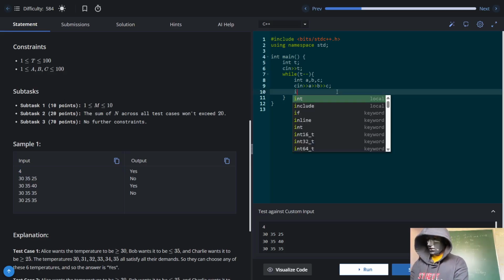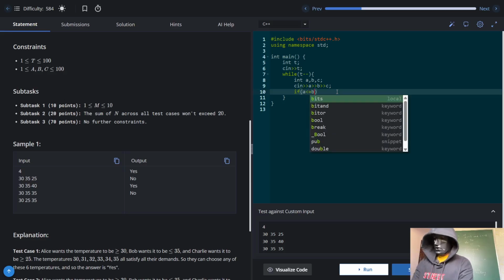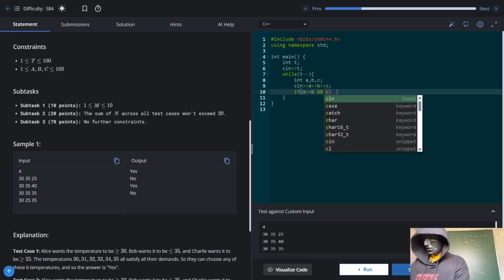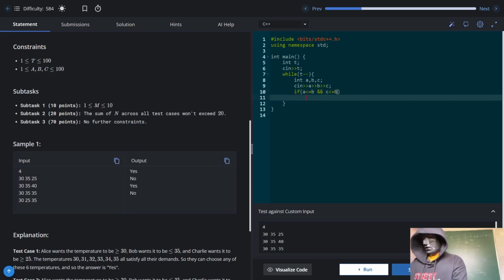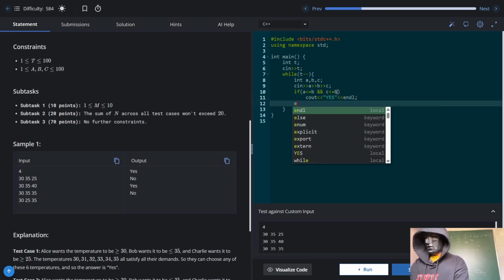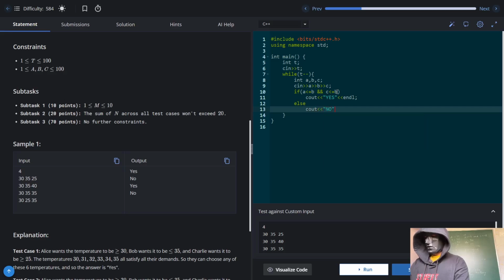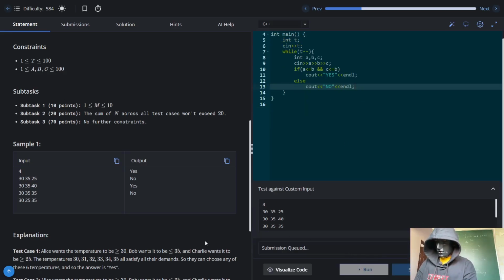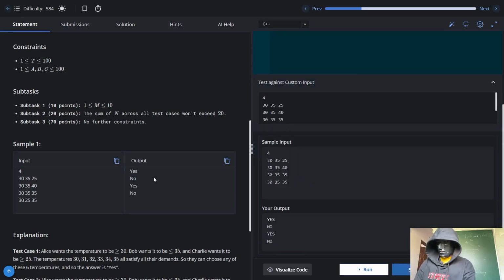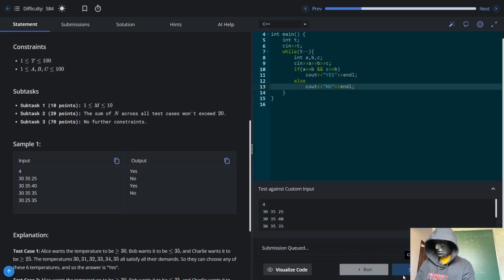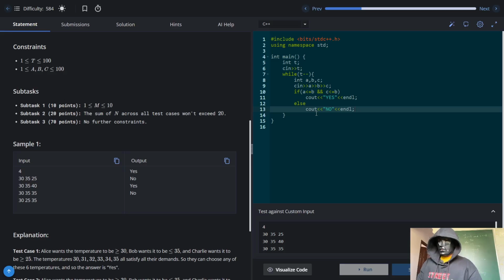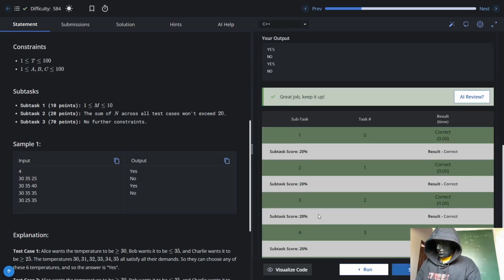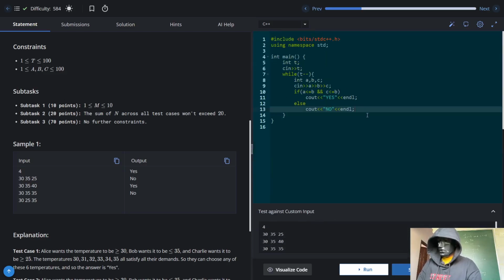So A, B, C are given. We'll have to check if A is less than or equal to B, which means Alice is saying the temperature has to be at least A, but Bob is saying it has to be at most B, and C is less than or equal to B. In this case we'll print yes, else no. Let's try to run the code. So yes, no, yes, no, yes, no, yes, no. Let's try to submit the code. Yeah, it got accepted.